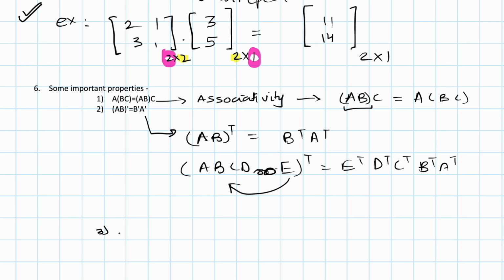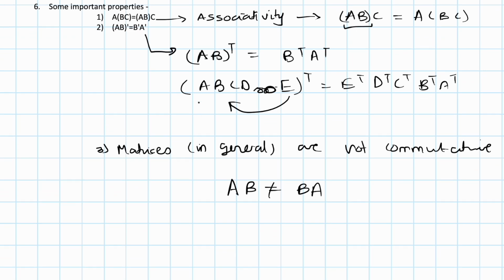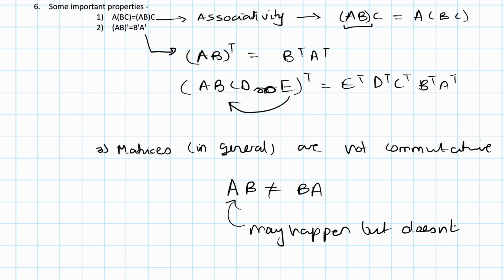A third very important property is that matrices, in general, are not commutative. What do I mean by that? What I mean is that for a general matrix A and a general matrix B, AB is not equal to BA. We cannot say this directly. It may happen, but it doesn't happen always.